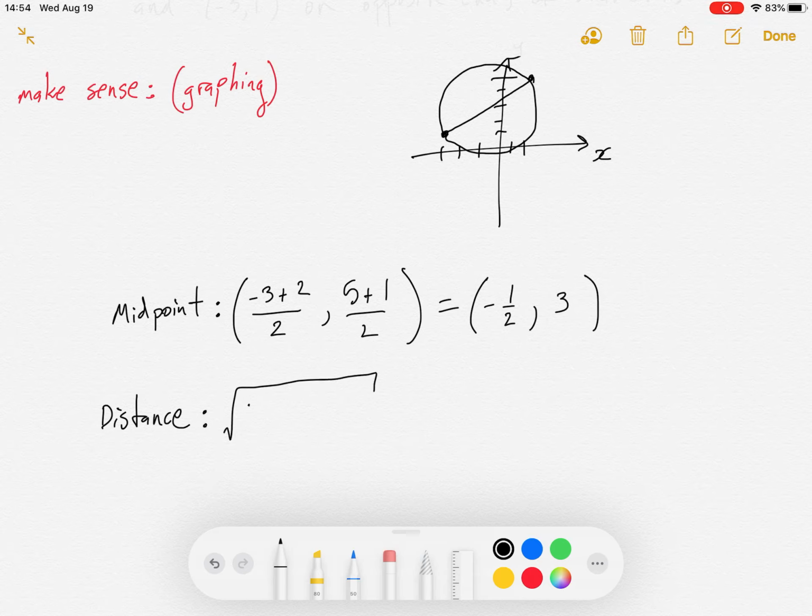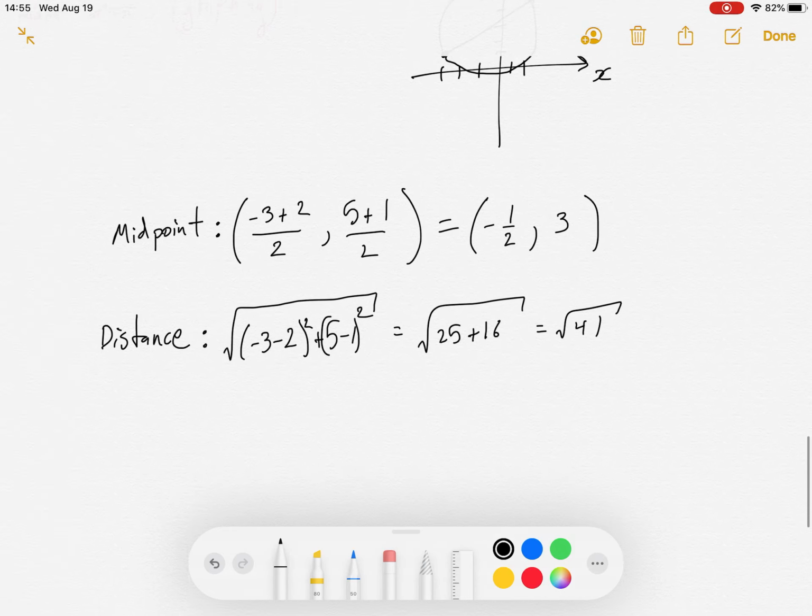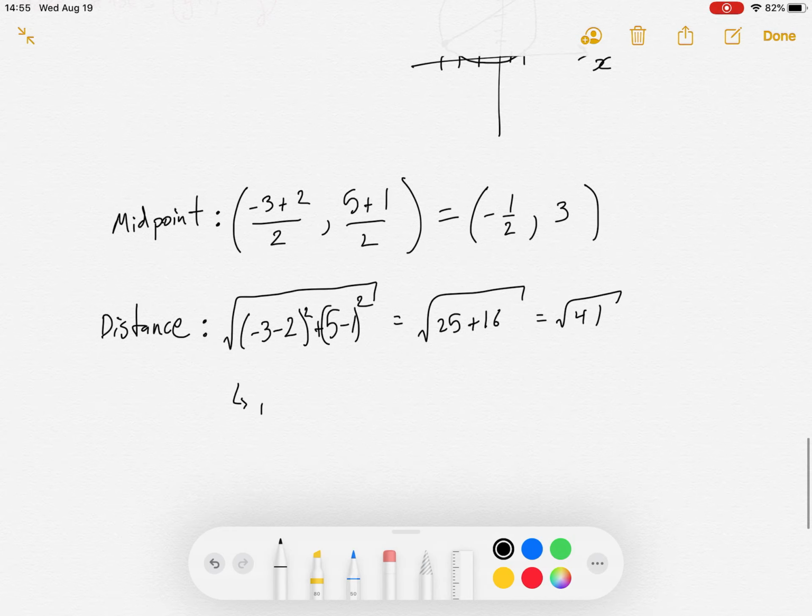So the square root, negative 3 minus 2 squared plus 5 minus 1 squared. Oh yeah, this is going to work out real good. So we have the square root of 25 plus 16, which is just the square root of 41. So that tells me that the radius is actually just the square root of 41 divided by 2. Yeah, math! Isn't it great when stuff works out like this?